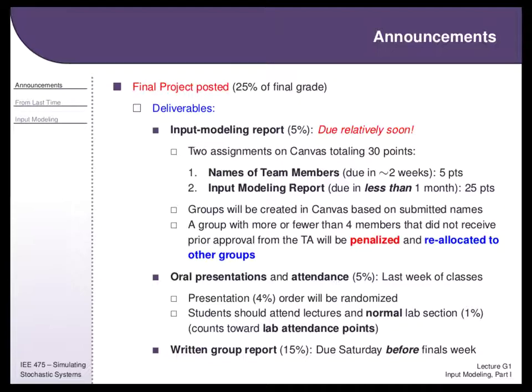And there's an assignment on Canvas, like an online quiz, that you'll go into, and you basically put in the names of all four members in your group, including yours. And everyone in your group does that. And then I'll go through and make sure everybody agrees on who's in their group.